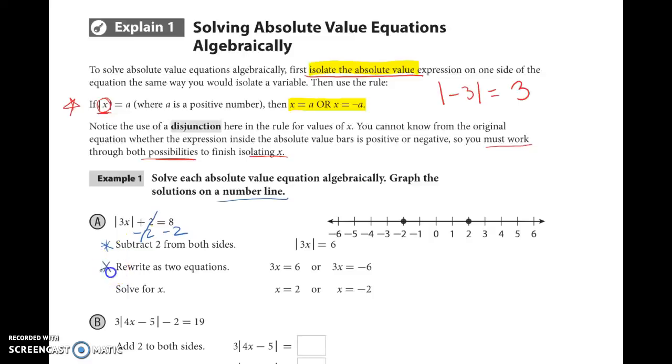Now step 2, we're going to rewrite the two equations. So notice how we have a 6 here, and we write 3x equals 6, or 3x equals -6. We have to account for both positive and negative. And then we can solve by dividing by 3 here, and we get x equals 2, or divide by 3, x equals -2. So when we plot this on a number line, we have -2 here, and we have +2 here. Those are the two values that make the original equation true.